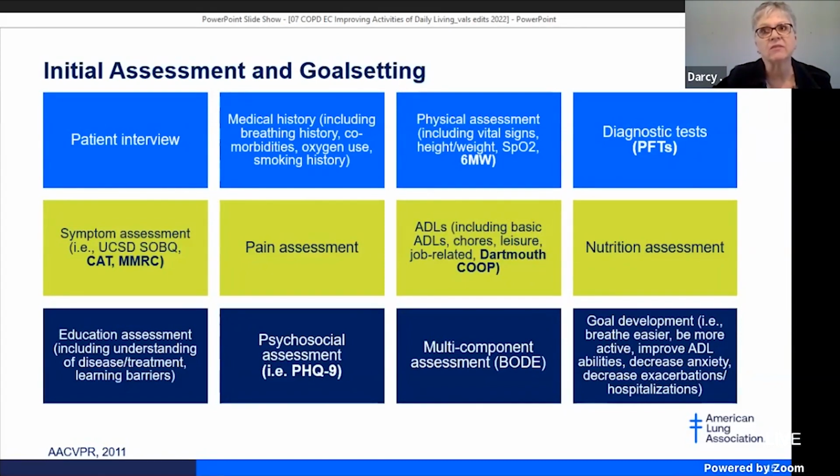It's a good idea to go through those goals during the program to see if they're making progress in meeting those goals and then readdressing things that they're having difficulty with.